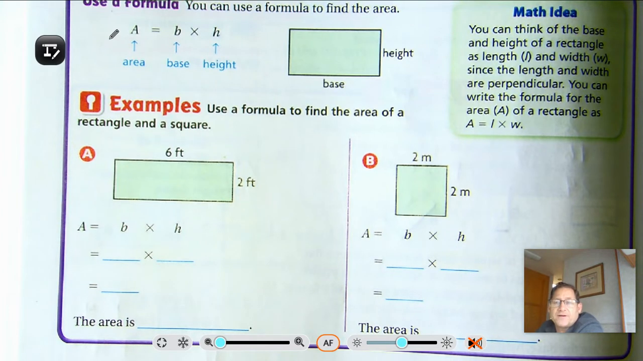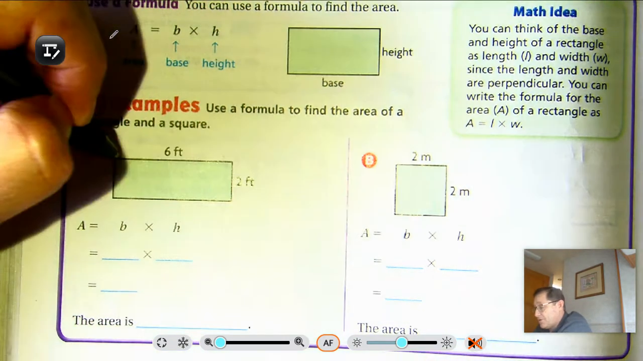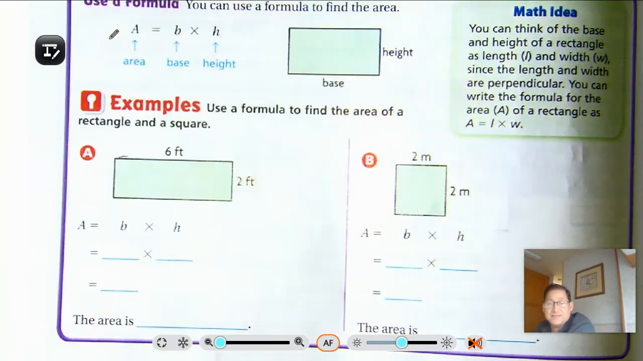Doesn't matter which order I multiply the numbers. All right, use a formula to find the area of a rectangle and a square. Area equals base times height. So I might call the base different than what you would. I'm going to use 6 as the base.